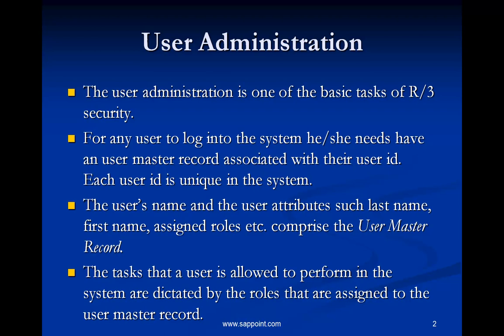The user master record consists of user attributes such as the last name, first name, the roles that are assigned to the user ID, and the user group that the user belongs to. All these attributes of a user ID comprise what is called a user master record in the SAP system. And the tasks that a user is allowed to perform in the system are dictated by the roles that are assigned to the user master record.